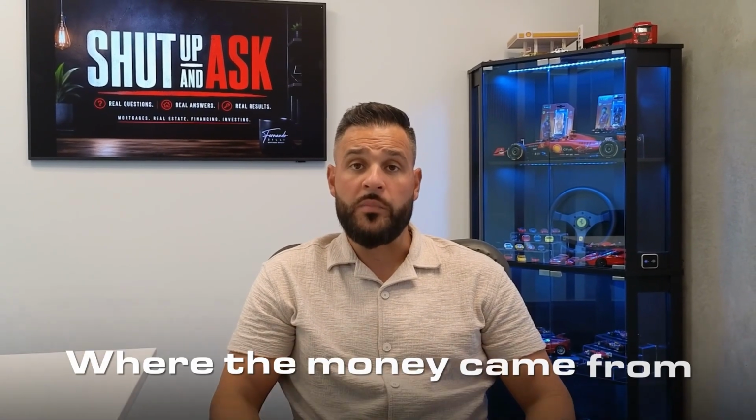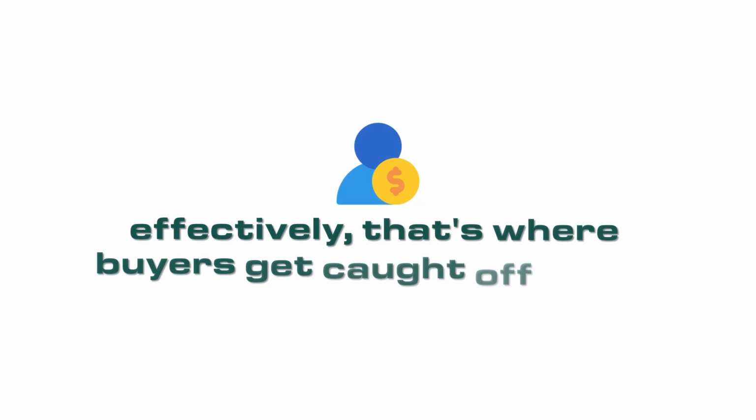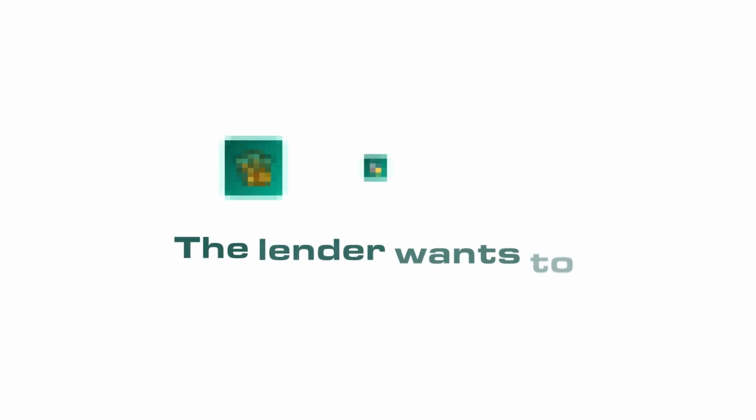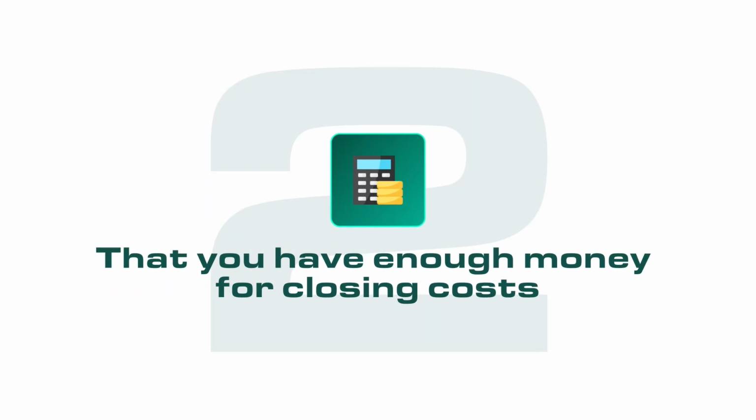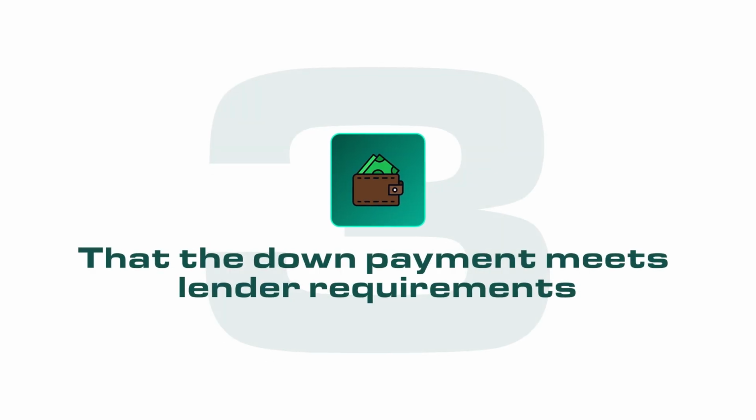The first thing you need to realize is the lender isn't specifically confirming that you have the money available. They're actually wanting to see more or less where the money came from. And effectively, that's where buyers get caught off guard. What exactly is down payment verification? Simply put, the lender wants to confirm three things. First, that you have enough money for the down payment. Second, that you have enough money for closing costs. And third, that the down payment meets lender requirements.